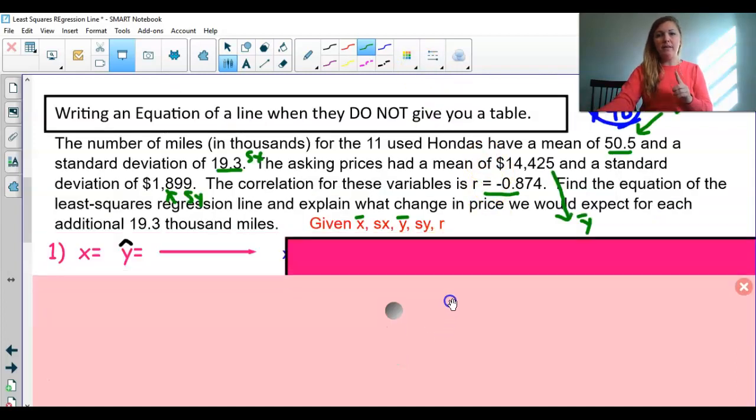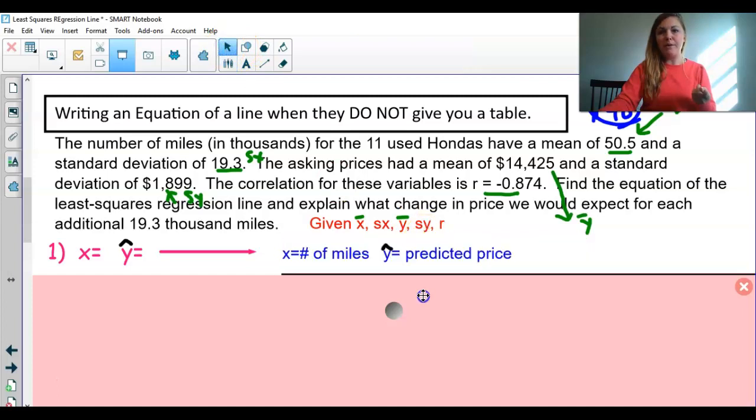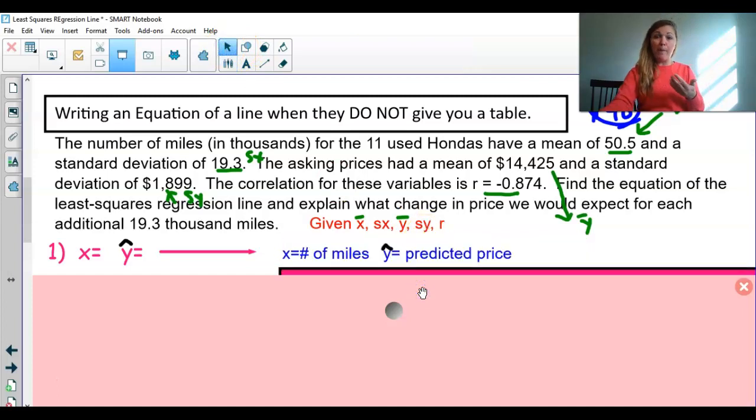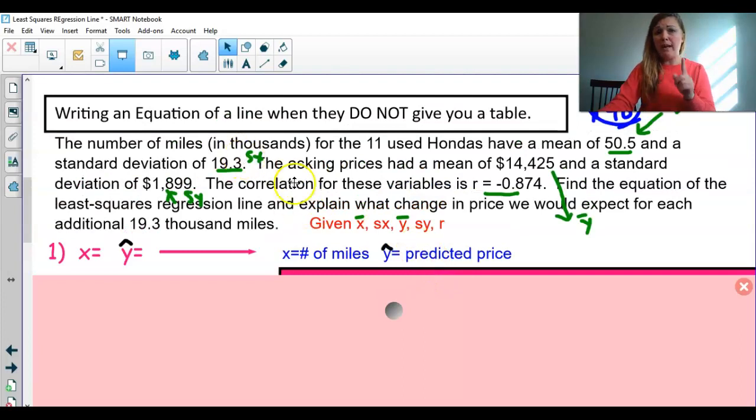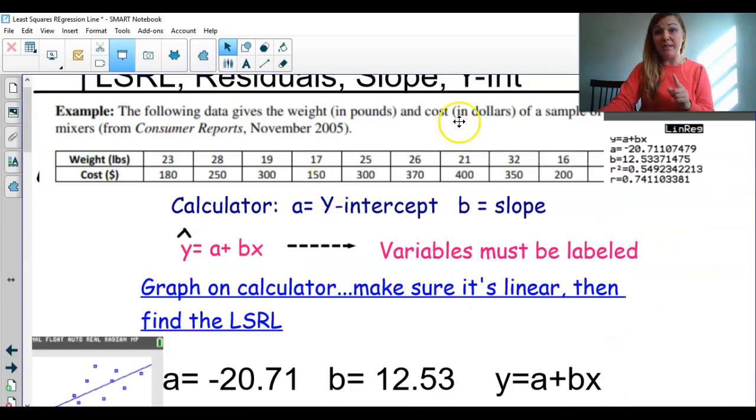Step one. What was our X and what was our Y? We established that already. X was the number of miles driven. Y hat is going to be the predicted price. We then labeled our X bar, our SX, our Y bar, our SY, and our R. X bar, average of X, Y bar, average of Y. What are we doing again? We're writing an equation of a line when they don't give us a table.